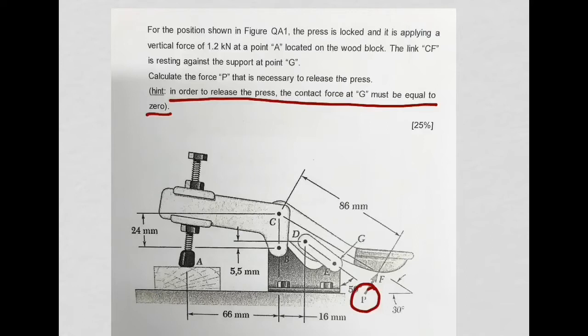So basically, what it means is, when you apply this force P here, that link CF is going to move upwards, and then the contact at point G will not happen anymore. So the contact force at G is going to be equal to 0, or no contact force, right?